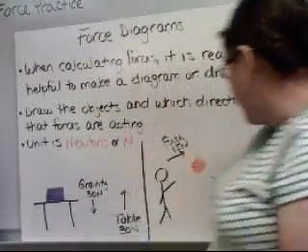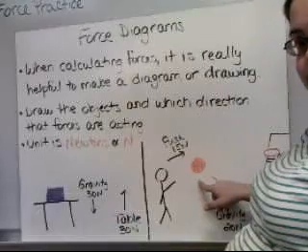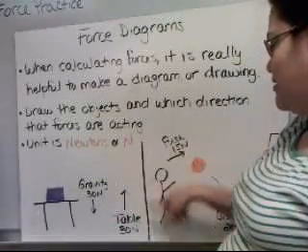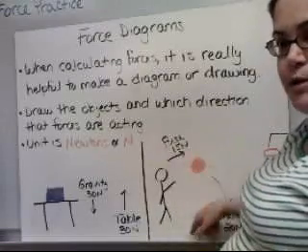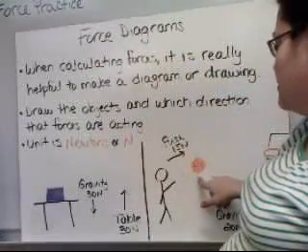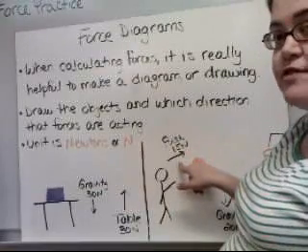Okay? Here's another example. I think I draw a pretty nice basketball. Thank you. So here's Kobe Bryant. It looks like Kobe, right? And he is pushing his basketball here with a force of 15 newtons.